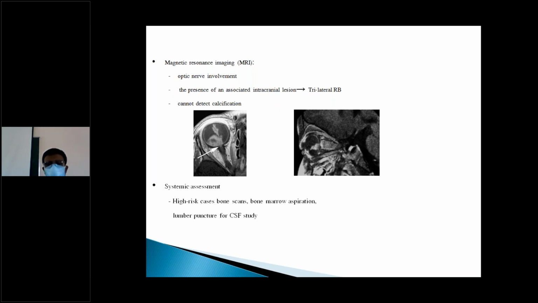CT scan, MRI scan, ultrasound B scan, general examination for intraocular measurement, IOP pressure measurement, and corneal diameter measurement, and fundus evaluation, and X-ray of the orbits. There are 5 investigations in case of suspected retinoblastoma.